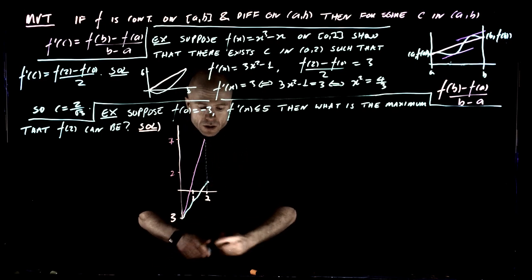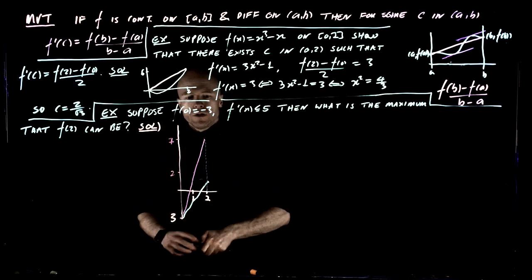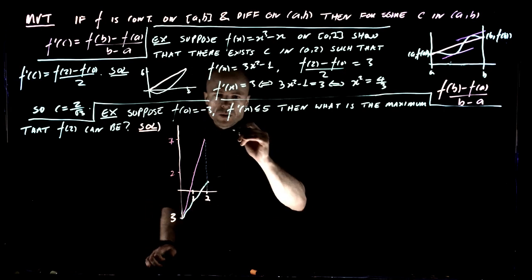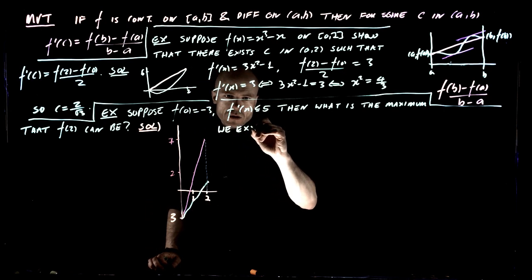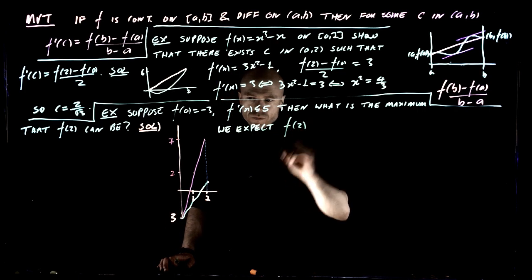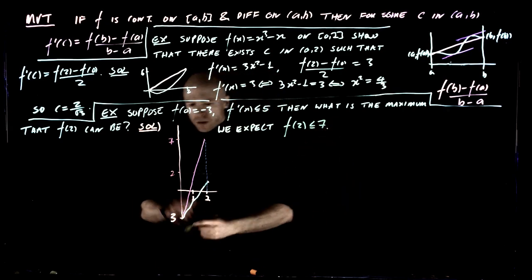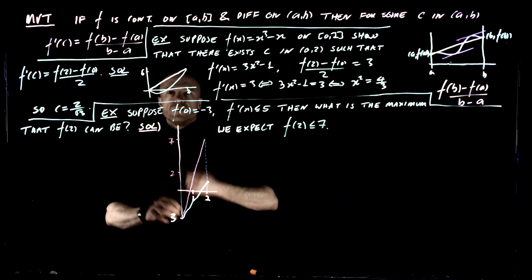Yeah? So our common sense, our visualization of the situation, tells us we expect that f of 2 is less than or equal to 7. Okay? Let's think about this in terms of velocities.